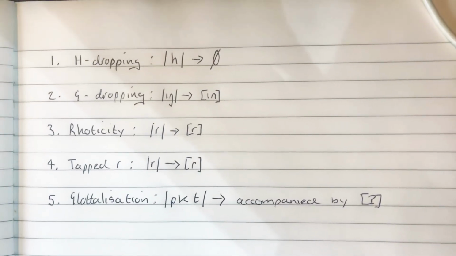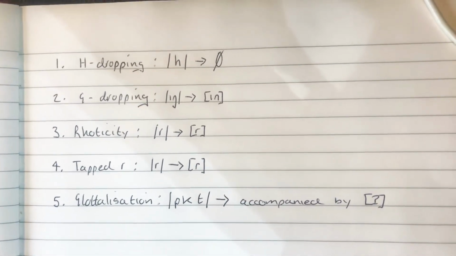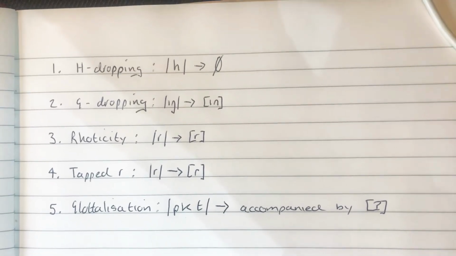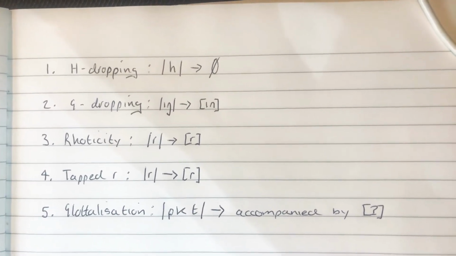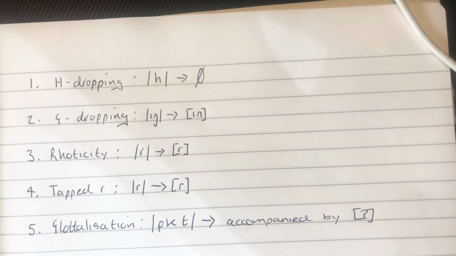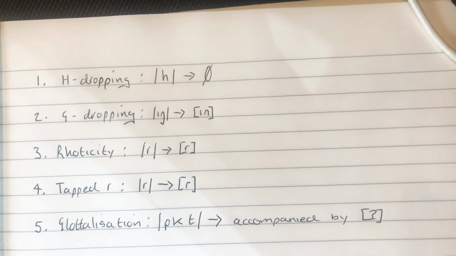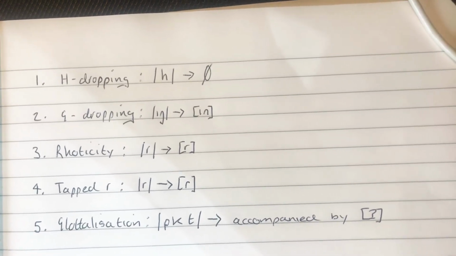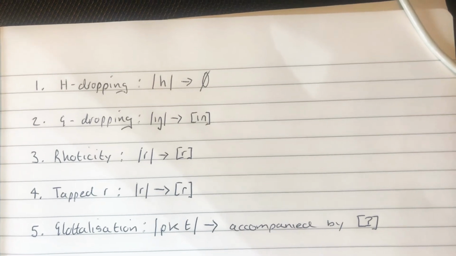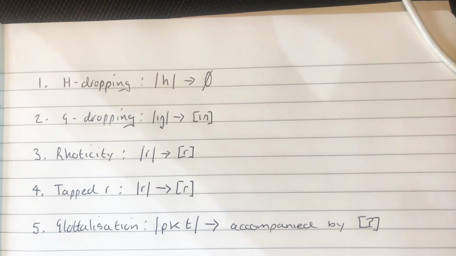Now here we have our 5 consonantal features. First, there's H dropping, which is the realization of voiceless glottal fricatives as 0. G dropping, which is the realization of voiced velar nasals as voiced alveolar nasals. Rhoticity, which is the realization of a voiced post-alveolar approximant at the end of a syllable or before a consonant.